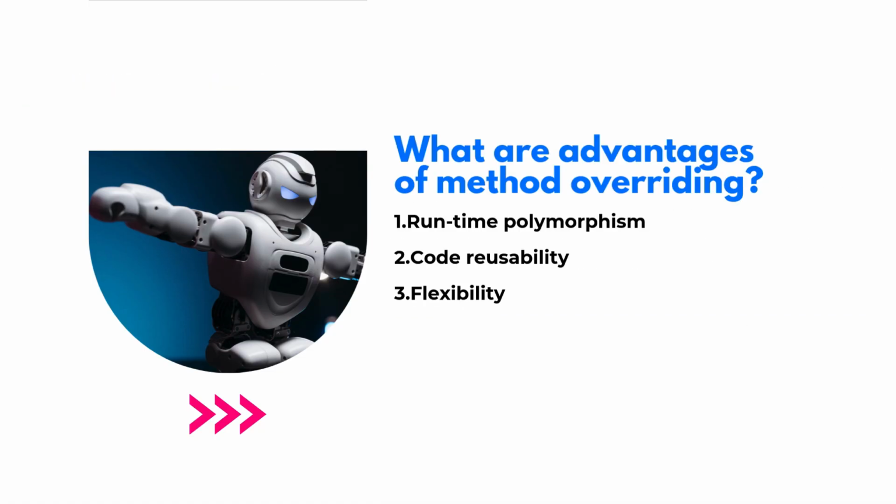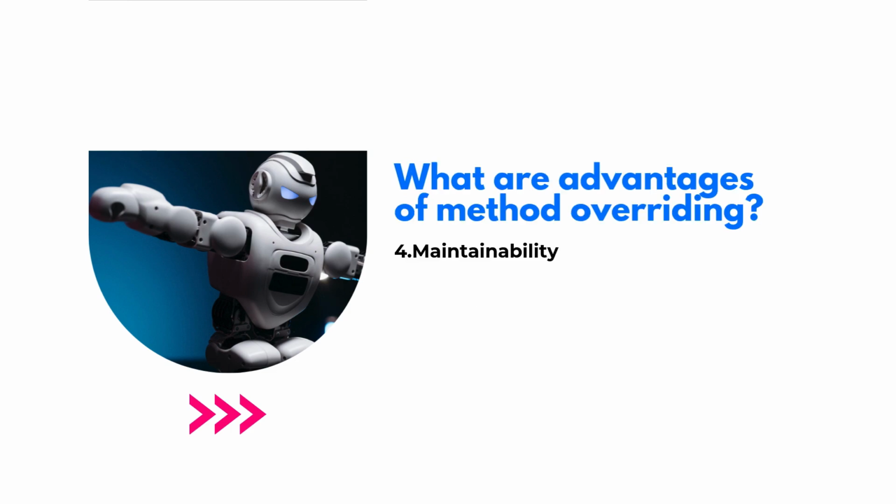What are advantages of method overriding? Runtime polymorphism allows method behavior to be decided at runtime based on the object type. Code reusability enables reuse of base class code while allowing customization in derived classes. Flexibility lets derived classes provide their own specific behavior for inherited methods. Maintainability makes code easier to extend and modify without changing existing base class code.